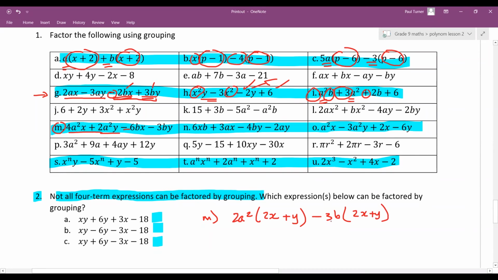And you can check that. Minus 3b times 2x, minus 6bx, minus 3b times y, minus 3by. Okay, so your common factor then is 2x plus y. Like that, and then 2a squared minus 3b as the last factor. So the last factor is just made up of the remaining terms here. I need to put them down there. So that's question M.